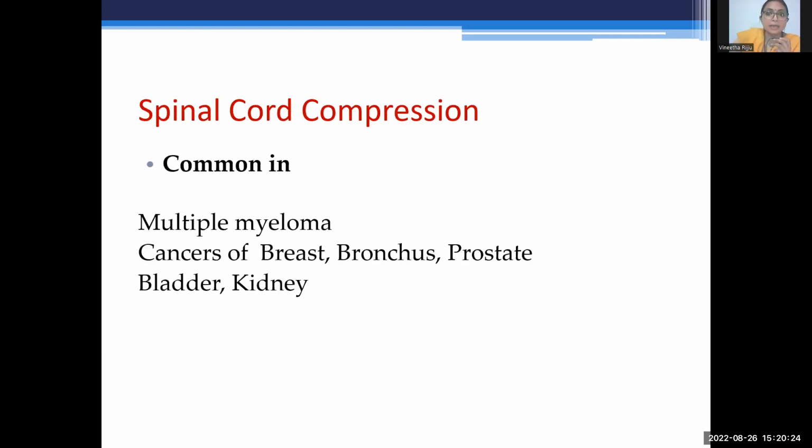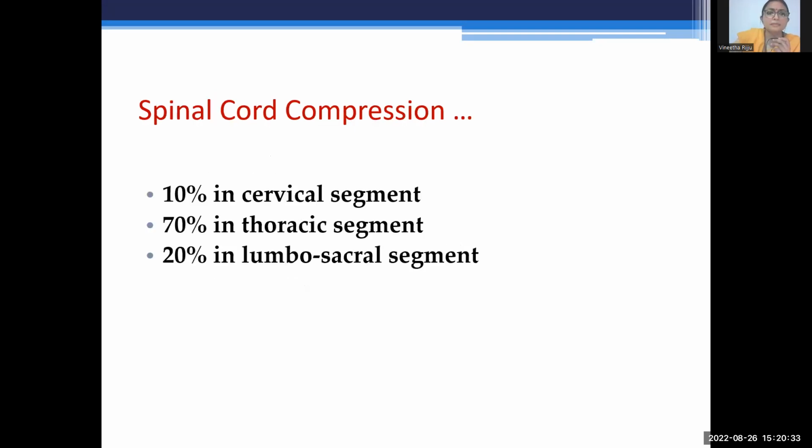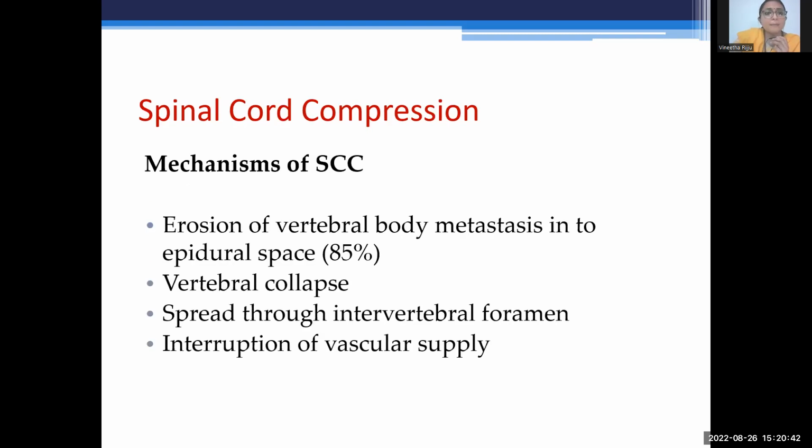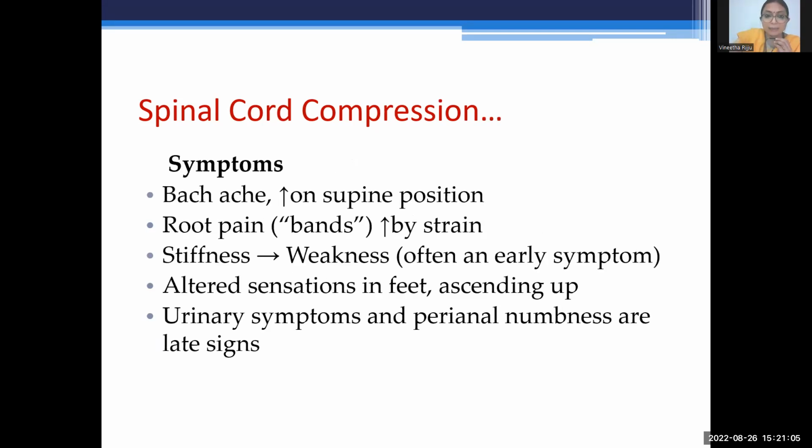And spinal cord compression is most common in multiple myeloma, breast cancers, carcinoma of the lung, prostate, bladder, kidney. And most of the time, it is most commonly seen in the thoracic segment. Mechanism of spinal cord compression: it could present as an erosion of the vertebral body metastasis into the epidural space, which is most common. There could also be a vertebral collapse, or it could be just a spread of the tumor through the intervertebral foramen, or it could be just an interruption of the vascular supply.